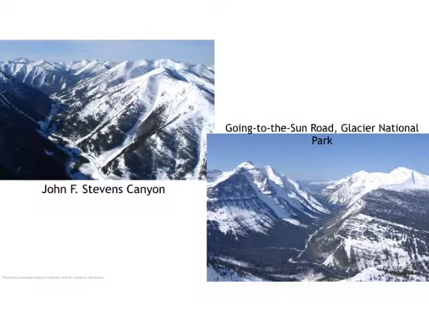So here's just a few images of some of the areas. This is John F. Stevens Canyon along Highway 2. And then, of course, the Going to the Sun Road. Those are some of the avalanche paths that affect the road.